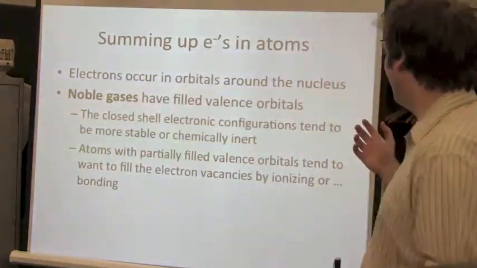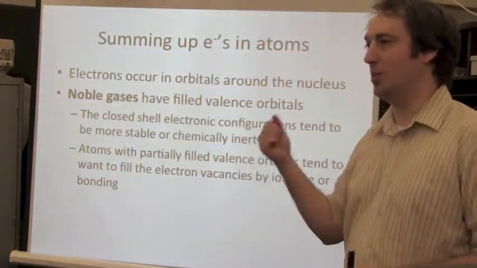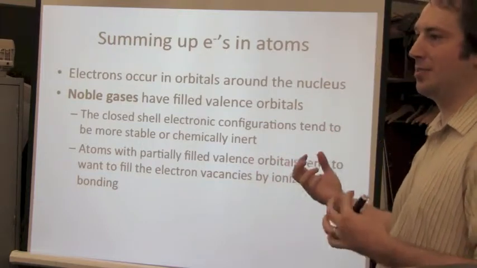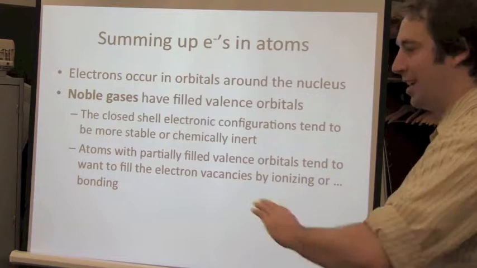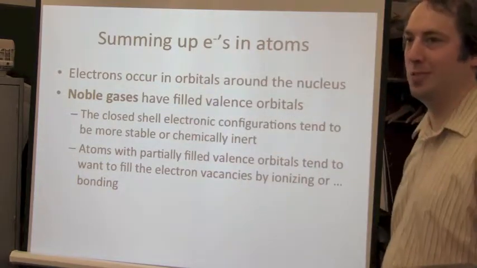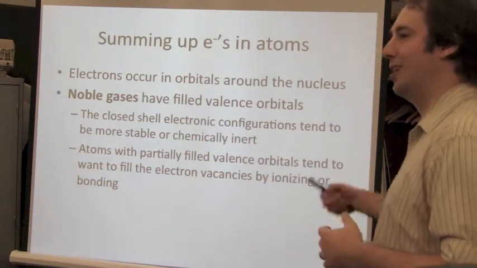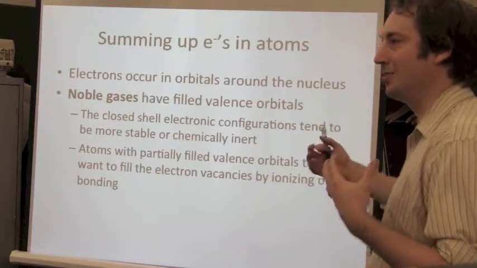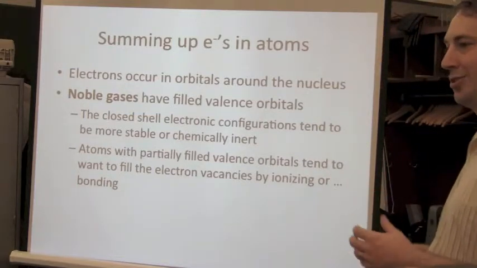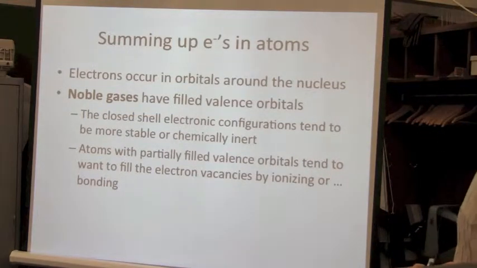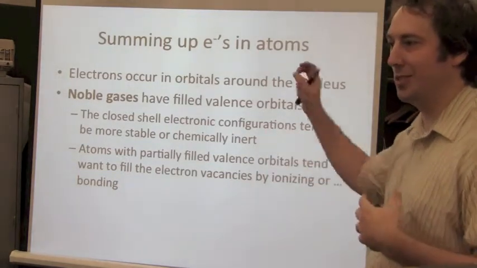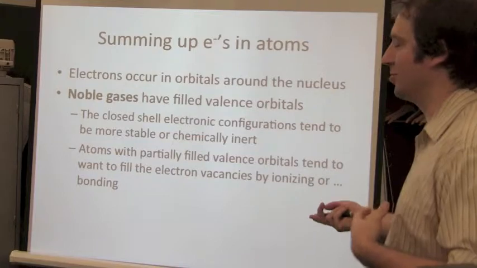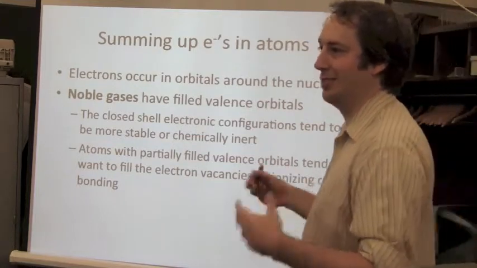So valence orbitals are what we're trying to fill. Once we fill them, we become more chemically stable than we were before. The noble gases are already inert. They don't react with anything because they're happy. Other atoms are going to try and get to that same electronic state, and the way they do that is either by ionizing, so just outright taking or giving up an electron, or by participating in some sort of bond where they can share electrons.